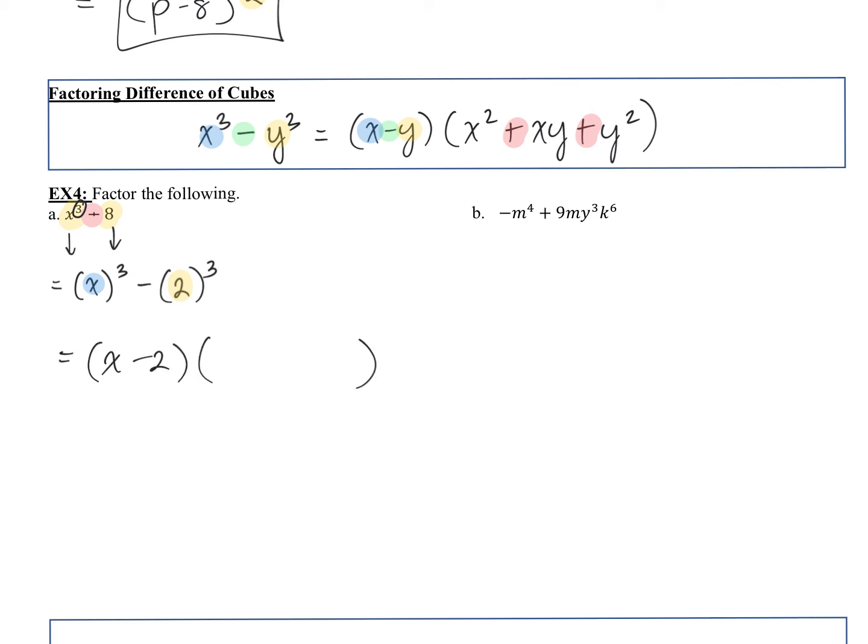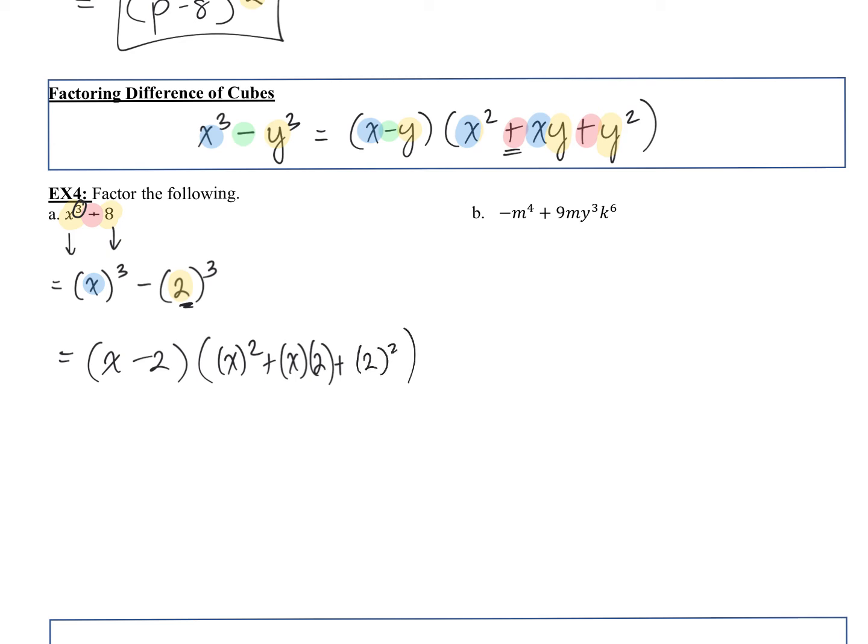x minus 2, and then we have the trinomial coming up. And I'll rewrite it as my x value squared plus my x value times my y value, and then finally the y squared. All right, so my x value is still the x, so we have x squared. Then we're going to do plus x times y. So my x is still an x, and then my y, though, remember, is a 2 in this case. And lastly, plus my y squared. Let me just erase that and make more room. So that's supposed to be my last value squared, which will be 2 squared.